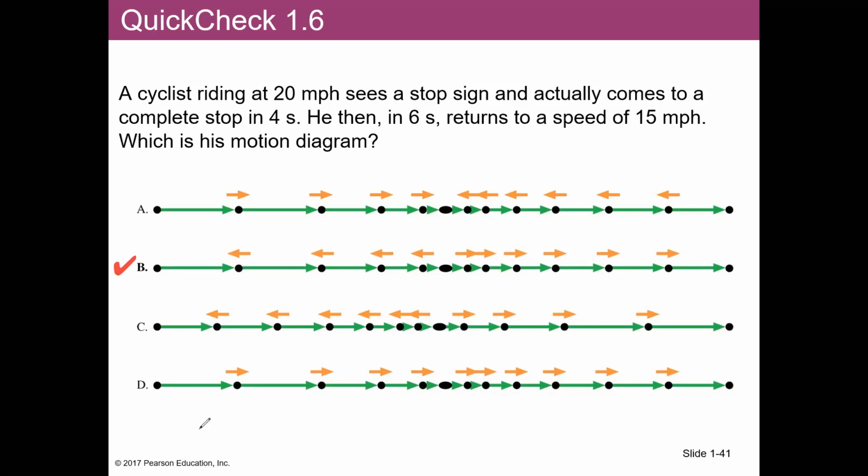What about choice D? A couple people chose D. D suffers from the same error in the acceleration in the beginning. It's got the correct acceleration after it comes to a stop, however.